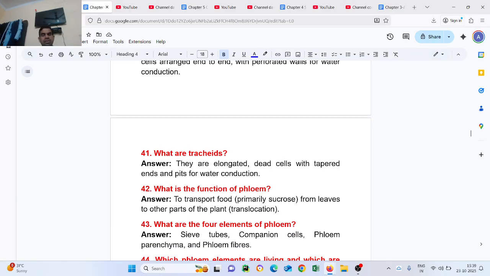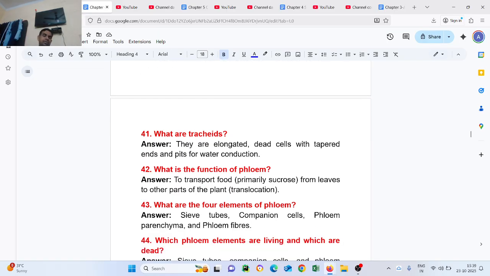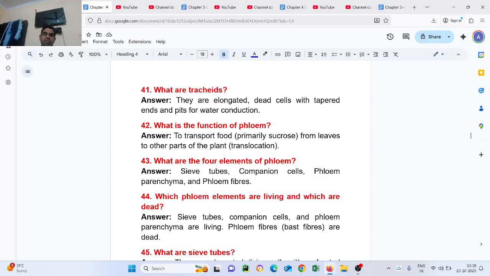Question number 42. What is the function of phloem? To transport food, primarily sucrose, from leaves to other parts of the plant. Translocation. Question number 43. What are the four elements of phloem? Answer: sieve tube, companion cell, phloem parenchyma, phloem fibers.